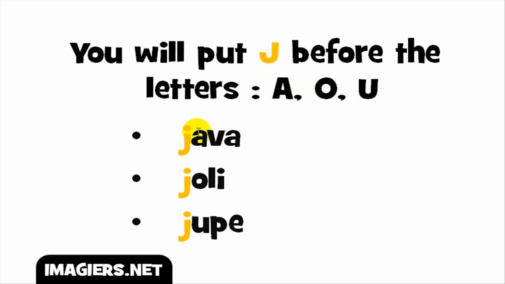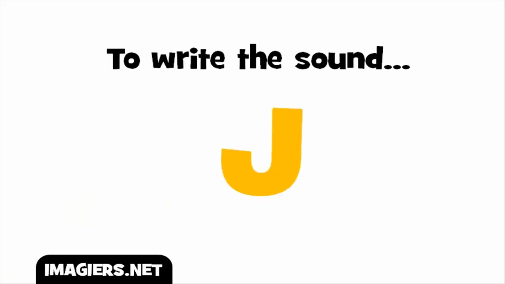The first one goes like that, J-A, so you get the sound ja, and the full word goes like Java. Second option, J-O, so jo, and the full word goes like jolie. And the last one, J and U, you will get the sound ju, and the full word goes like jupe. Remember, you don't really insist on the final e. So let's read them one more time. Java, jolie, jupe.